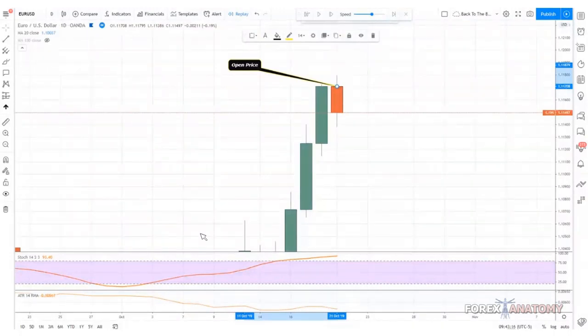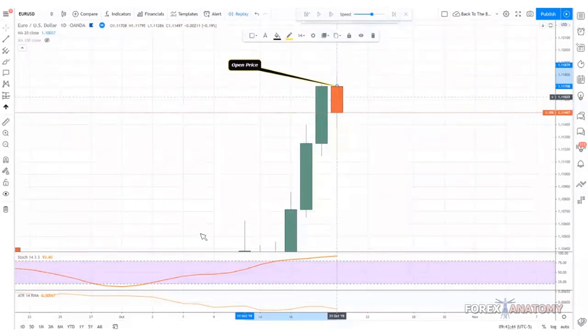Okay. So the wicks represent either the high or the low of this particular candle on this day. For those that may need to know, what we're looking at right now is the daily chart, so each candle represents what happens in one day. This candle right here is from October 21st, 2019. We're just using this as an example, and it represents one day's worth of trading activity.